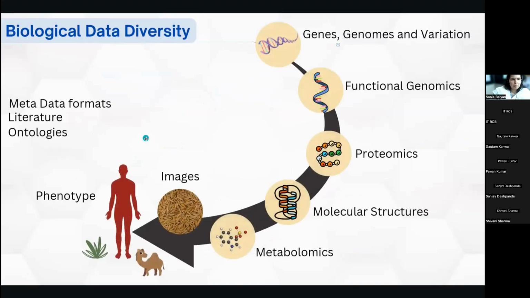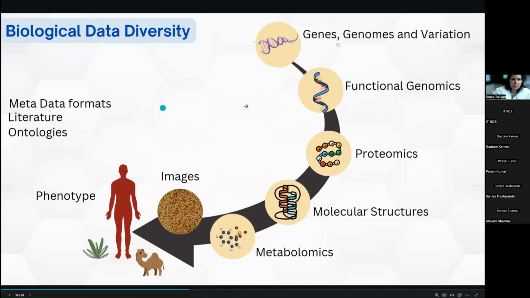Then coming to biological data diversity, the biological data that is generated is very diverse. It starts with genes, genomes and variation, going to functional genomics, where we have expression data of genes, generated through different types of technologies. Some use microarrays, some use NGS. Another type of data is protein data. Then we have molecular structure data. Then we have metabolomics data. We have image data of different types. And lastly, all of these ultimately contribute to the phenotypes of living organisms.